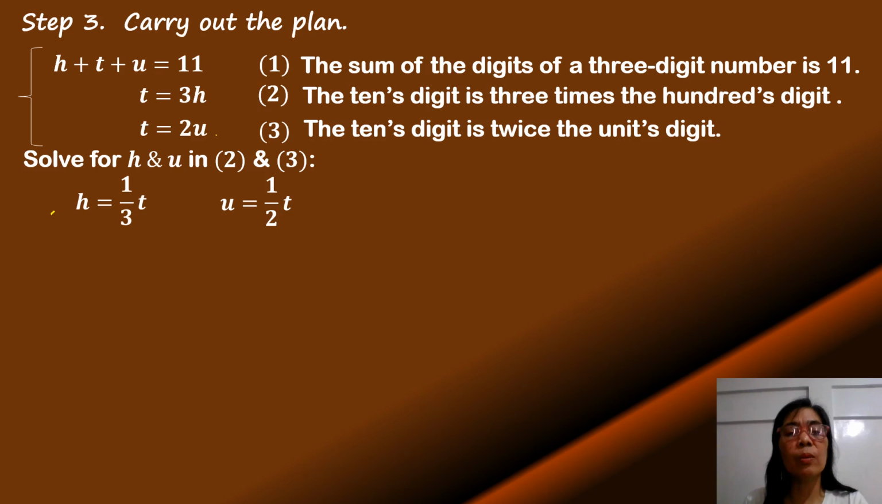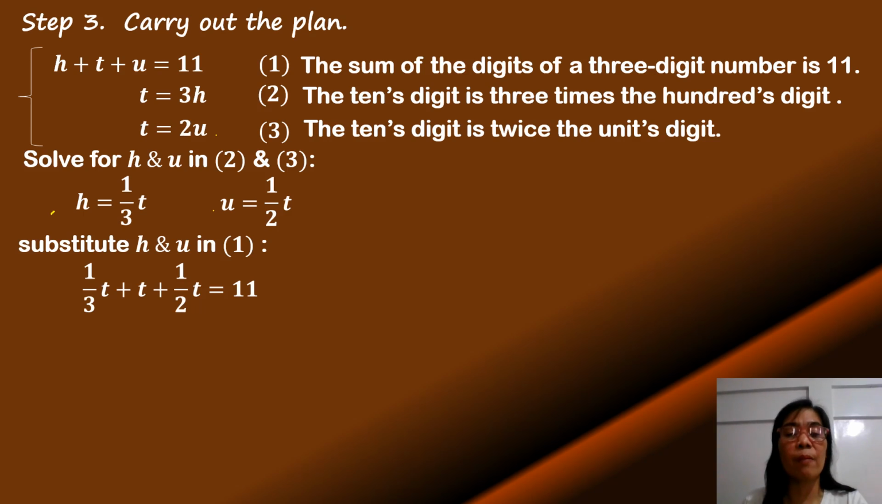Substituting H and U to equation 1, we now have 1/3 T plus U whose value is 1/2 T is equal to 11. So we are now ready to solve for T in here. You can immediately use your calculator or you can simplify this equation. So if you're going to multiply the equation by 6, that's the least common multiple of 3 and 2. That will give us now 6 times 1/3 T, that's 2T. 6 times 1/2 T is 3T.